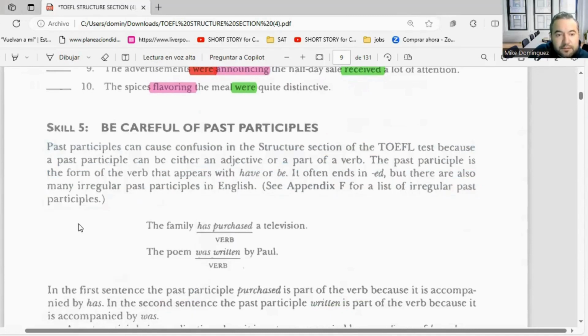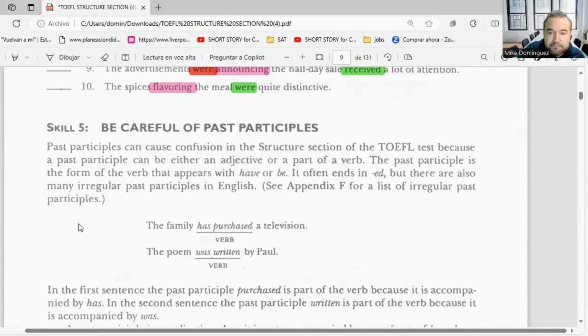Past participles can cause confusion in the structure section of the TOEFL test because a past participle can be either an adjective or a part of a verb. The past participle is the form of the verb that appears with have or be. It often ends with ed, but there are also many irregular past participles in English.